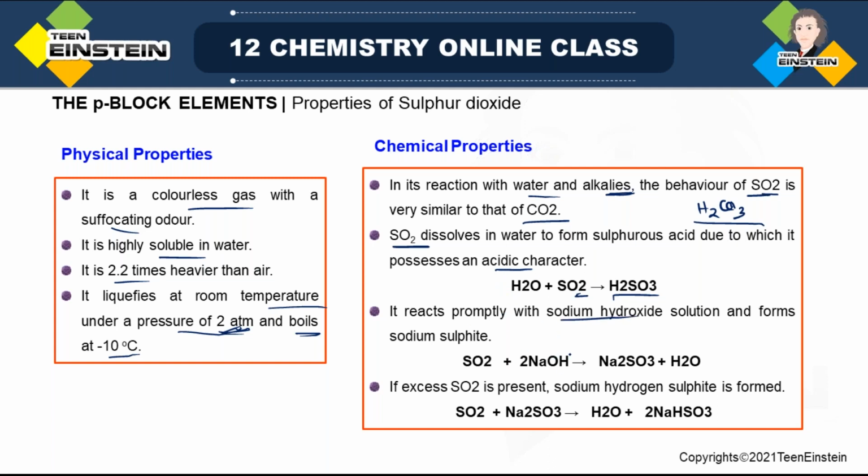Reaction with alkali sodium hydroxide, it forms Na2SO3 and water. This is also just like carbon dioxide. In case of CO2, you will get Na2CO3, but now it is Na2SO3. And if excess sulfur dioxide is present, there will be a further reaction. That is, this Na2SO3 now further reacts with SO2 and water, producing NaHSO3. If it is carbon dioxide, the corresponding product will be NaHCO3. So there are some similarities in their chemical properties. Fine.